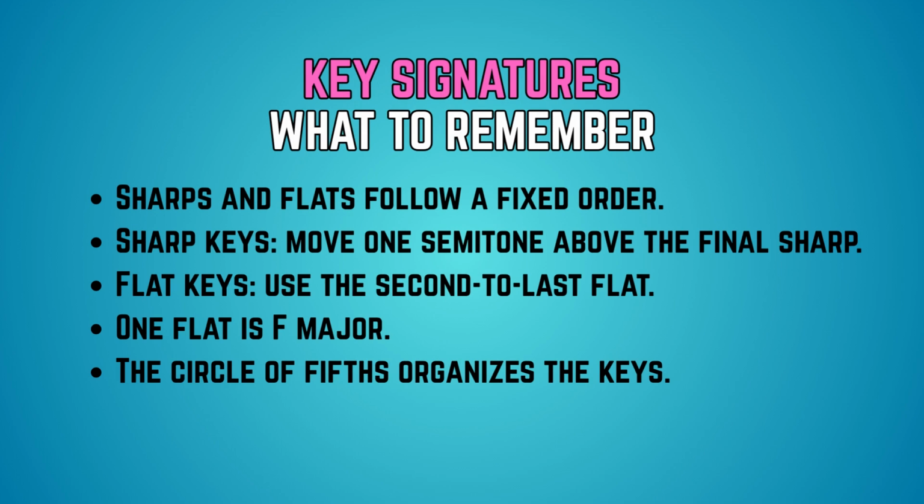In this lesson, we learned that key signatures tell us which notes are consistently sharp or flat throughout a piece of music. We learned the fixed order of sharps and flats, practiced identifying major keys, and used the circle of fifths to see how the major keys are connected. Remember, for sharp keys, locate the final sharp and move up one semitone. For flat keys, the second to last flat names the key, with F major as our one flat exception.